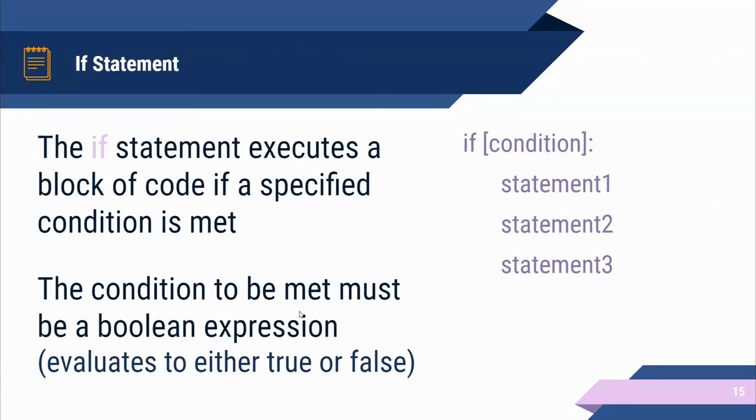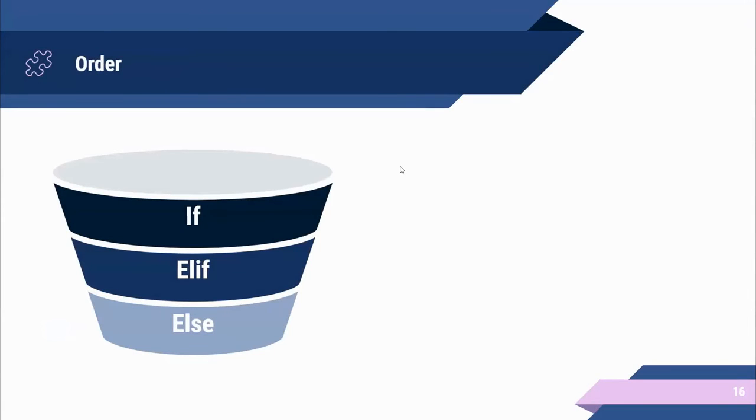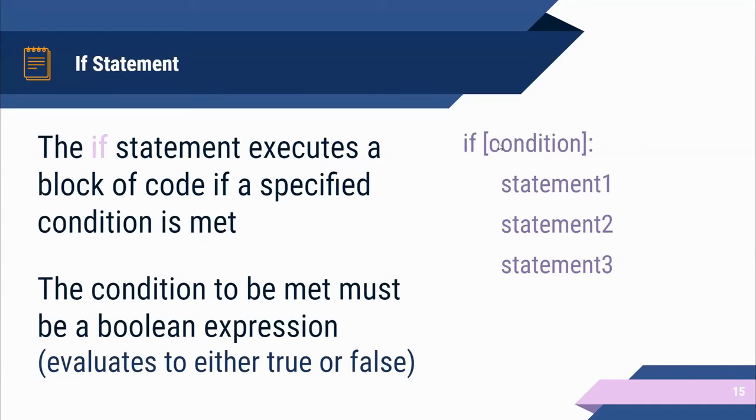We went over Booleans before. It's either true or false. So like if 3 equals 3, that would evaluate to true. It doesn't have to be true, it could also be false. But false just means it won't run. So if it is true, then it'll just run whatever's inside of it.